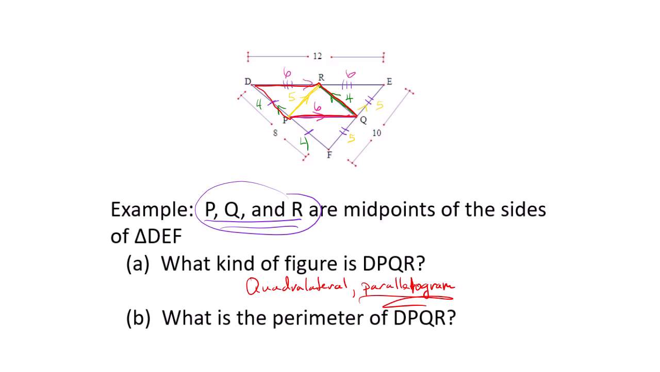And what is the perimeter of DPQR? What's the perimeter if we add up all the sides? It would be 4 plus 6 plus 4 plus 6, or 6 times 2 plus 4 times 2. And so that comes out to 20. So there are a few different ways you can find that.